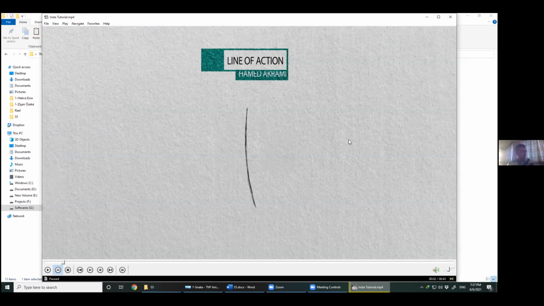This is very similar to what we did last session. Look at this. If you can animate this line correctly, you can animate that fish too.